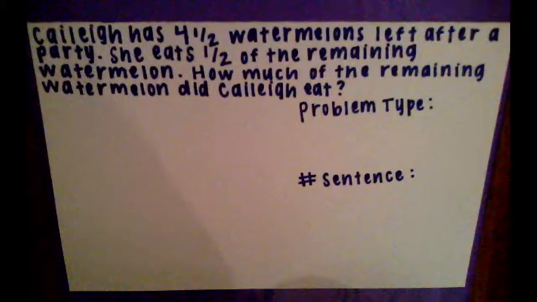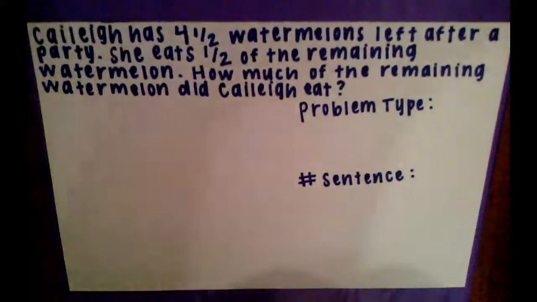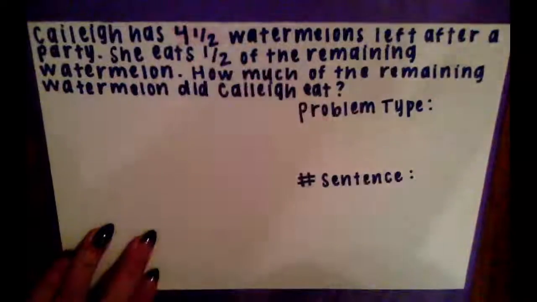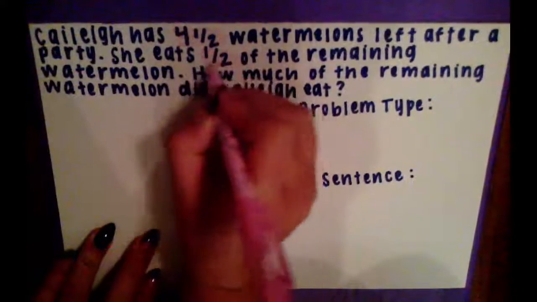So we have a word problem here, and it says Kaylee has 4.5 watermelons left after a party. She eats half of the remaining watermelon. How much of the remaining watermelon did Kaylee eat? So first let's highlight what we know. We have 4.5 after the party, and then she eats half of that 4.5.